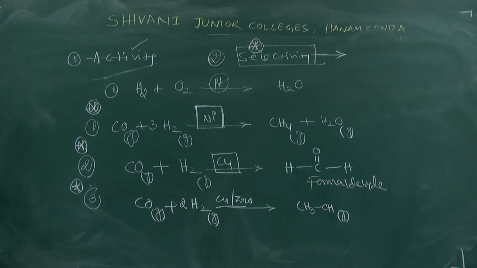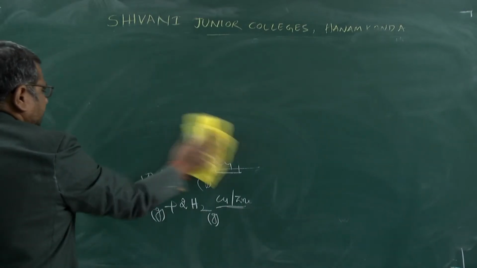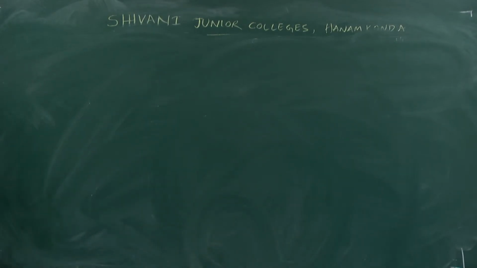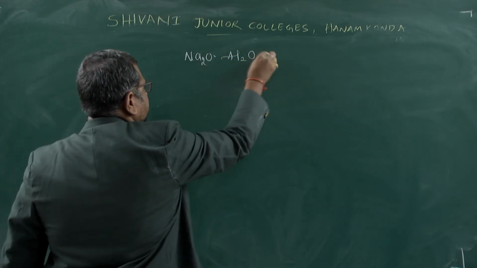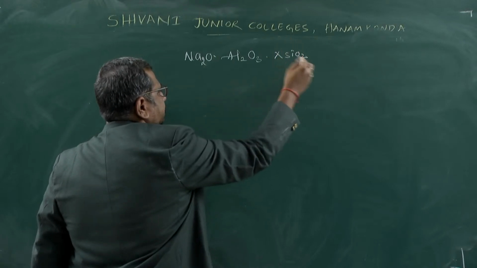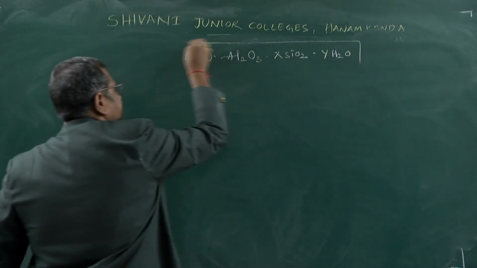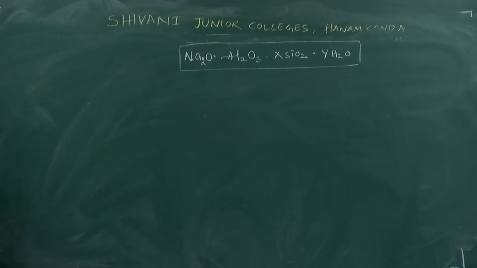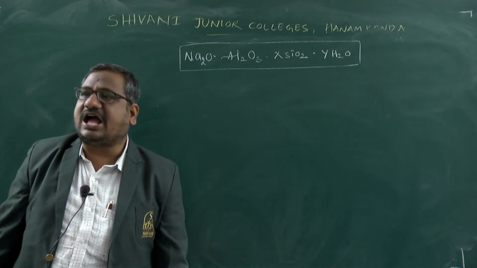Another best example for selective catalyst is zeolites. You know very well the zeolites are used for purification of water. The formula of zeolite is Na2O, sodium oxide, Al2O3, aluminum oxide, x SiO2, x moles of silicon dioxide, y moles of H2O. This is called zeolite bed. In the zeolite bed, the sodium ions are exchanged.